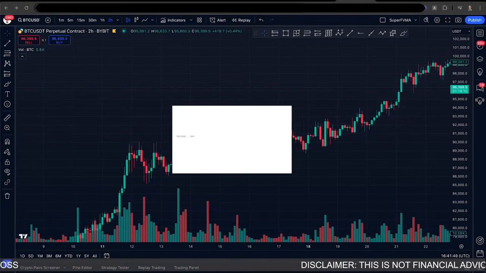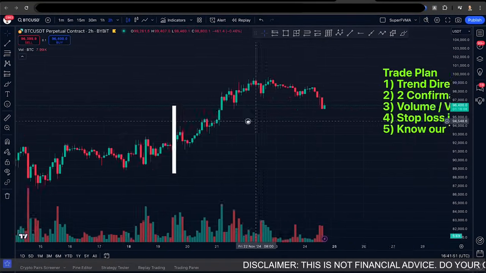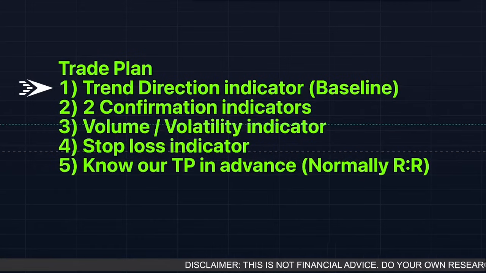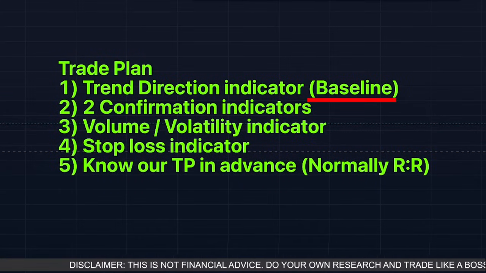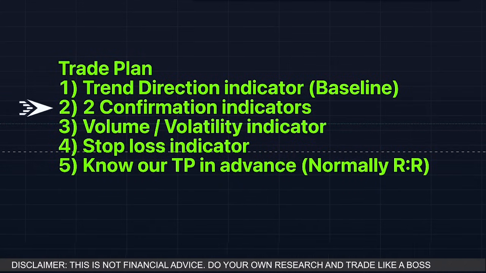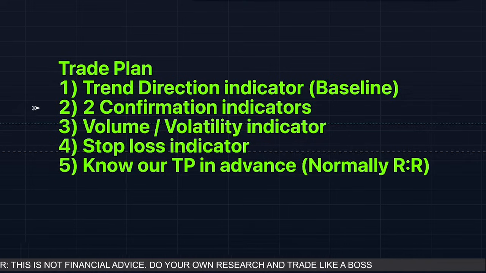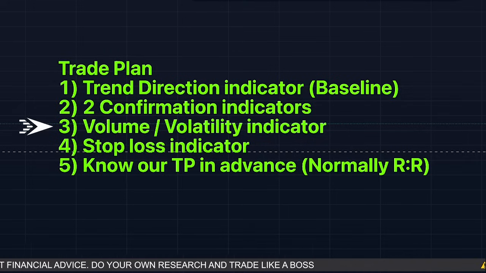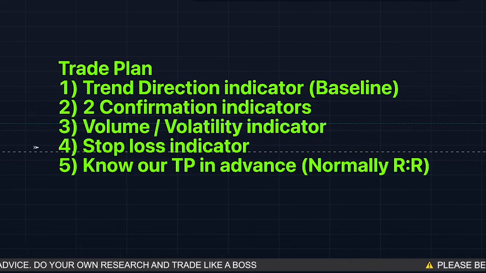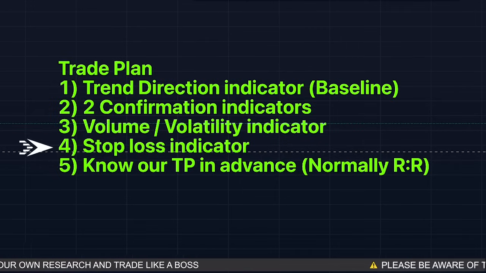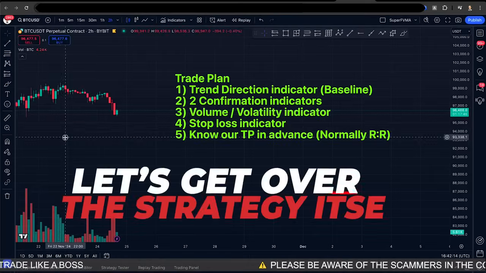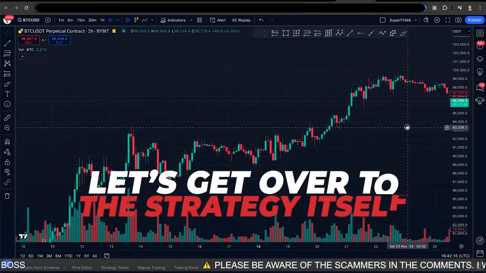So I'm going to be using my trader's plan as always. We're going to be using one indicator for trend direction, which we're going to be calling the baseline. We will then add two indicators for confirmation, an indicator for volatility and volume, and finally a stop loss indicator where we will predict our take profits and stop losses. Okay, let's get over to the strategy itself.